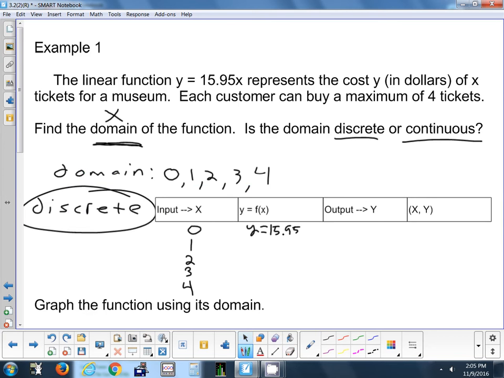Okay, what are we plugging in for our first value of x? 0. What are we plugging in for our second value of x?